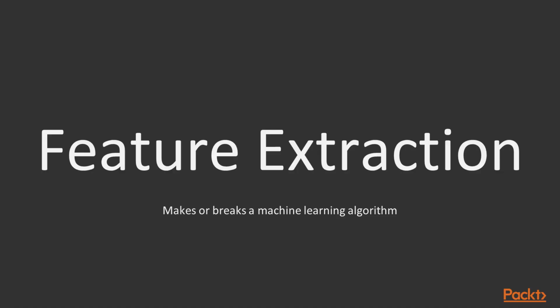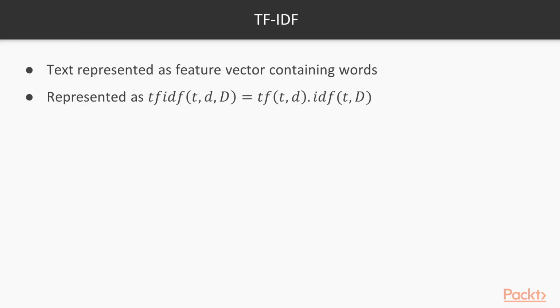Moving on to feature extraction. As we've seen across the chapters, feature identification and extraction is what makes or breaks a machine learning algorithm. It's the most important factor after the data itself. Let's look at some of the feature sets utilized in solving the problem of sentiment analysis.